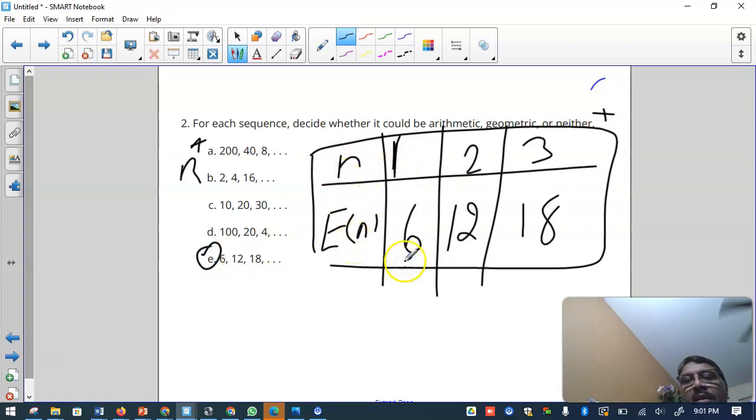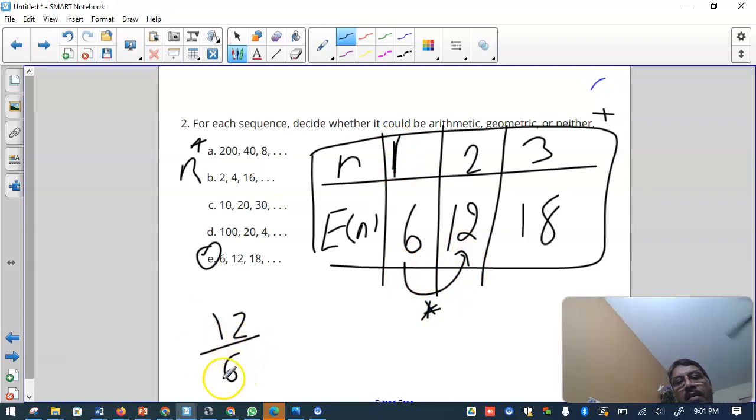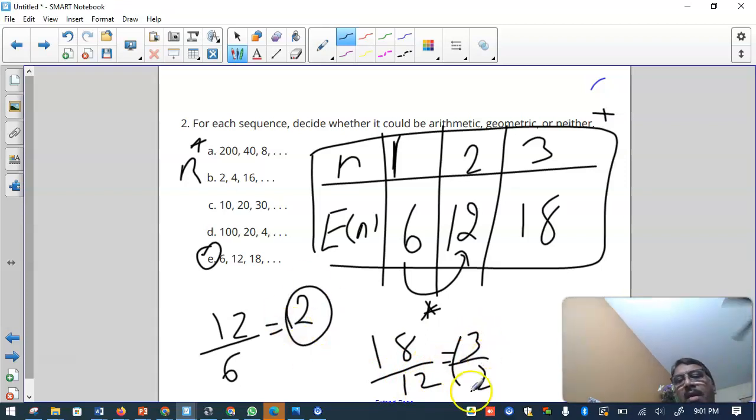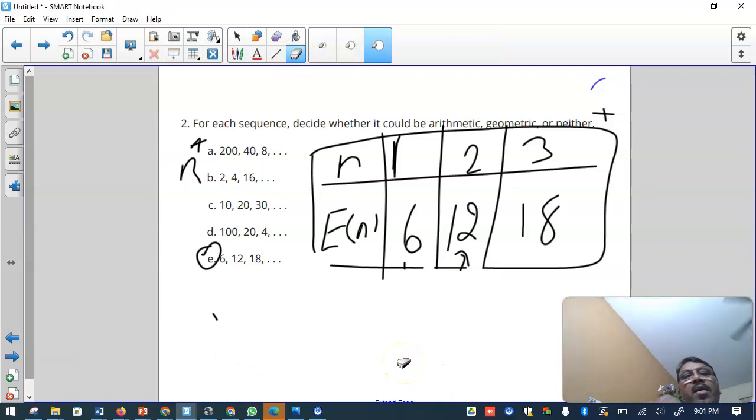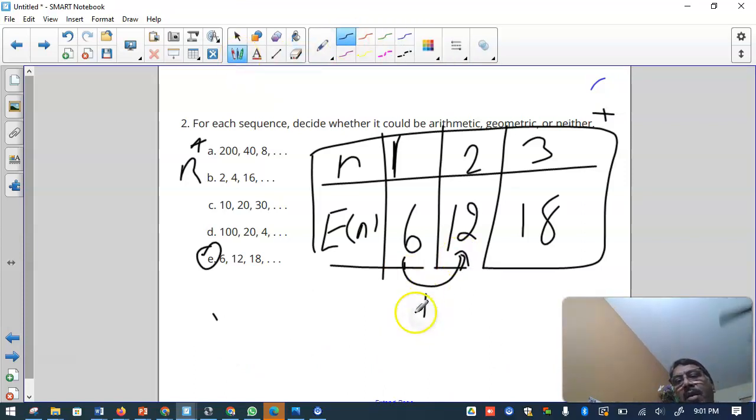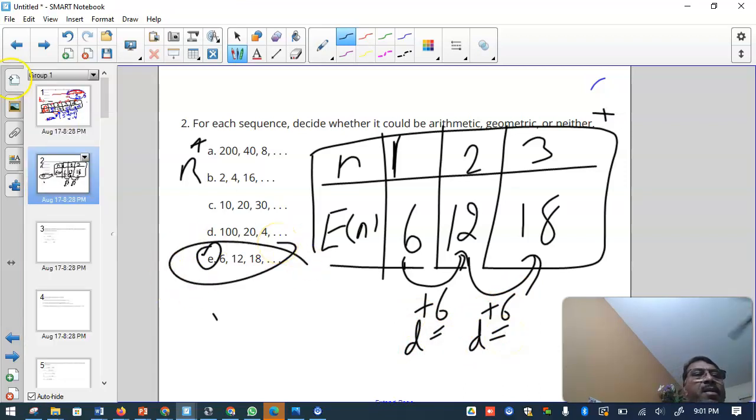So the number at the first position is 6, and you see what it multiplies by to get 12. Always start with the second one: 12 divided by 6 is 2, right? And 18 divided by 12 is 3 over 2. So this is not the same. So there is no multiplication here. There is no common growth factor. So if there is no growth factor, is there some number added each time? So 6 plus 6, you get 12. 12 plus 6 is 18. And there you go. You can clearly see the rate of change. That is, a common difference is there. And that's why this is an arithmetic sequence.